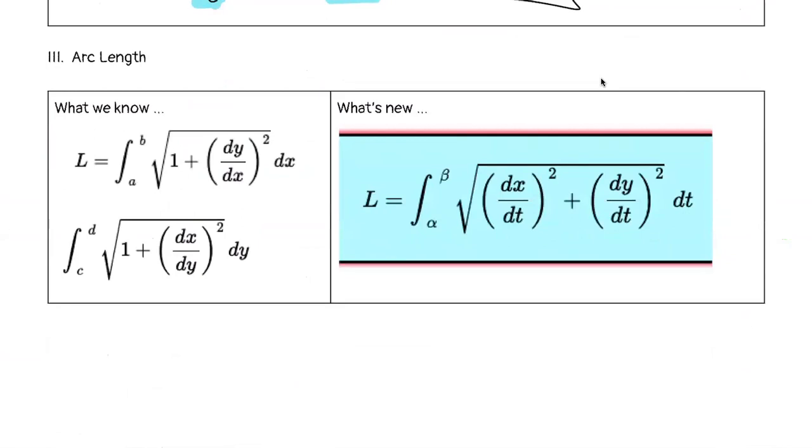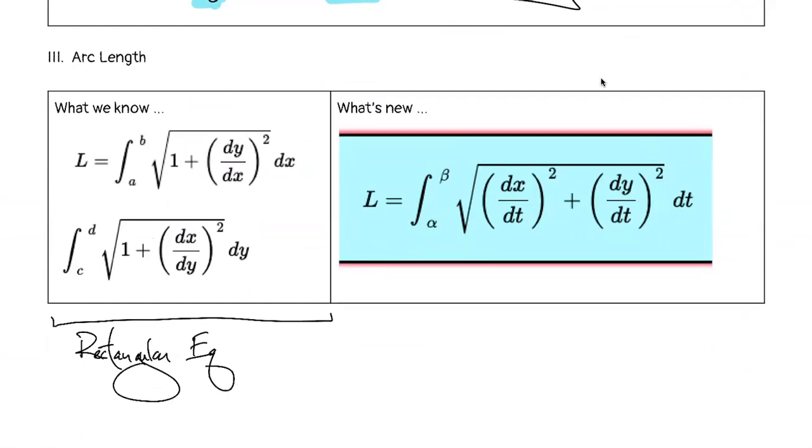Okay, so what we know, again, probably isn't true for folks who were in my section of 150, but hopefully is true for those of you who had other 150 instructors. But arc length, we often denote with the letter L, L for length, okay? And if we're looking at rectangular functions, then we could use this formula.